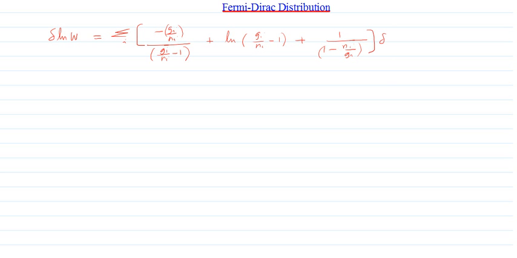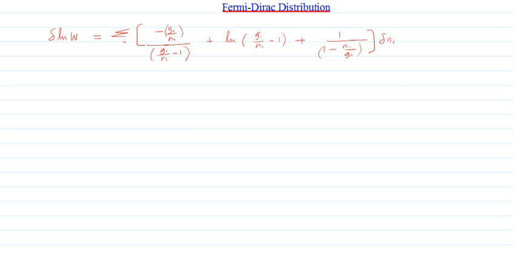So that is delta of log w will be equal to sum over i of minus gi by ni. You can just verify this one, divided by, in the denominator there was gi by ni minus 1, then plus log of gi by ni minus 1, then plus 1 divided by 1 minus ni by gi. Okay, so the whole is multiplied by delta ni taken as common factor. So this is the thing that we have got, right?